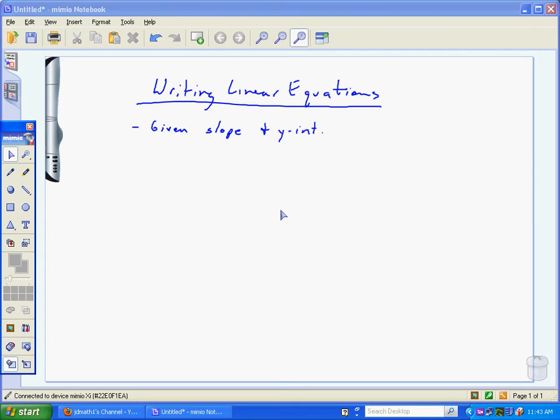Another situation is when you're given a slope and a different point, so a point other than the y-intercept, very much related to it, but different. It could be any point. Another situation is when you're given any 2 points. And there's 2 other situations, but they're related to the first and the second one, and we'll get to those later.